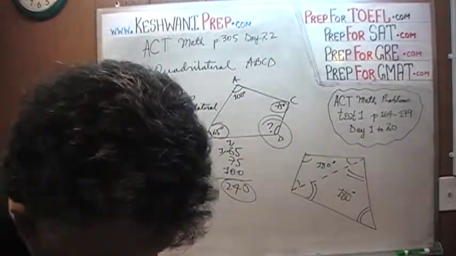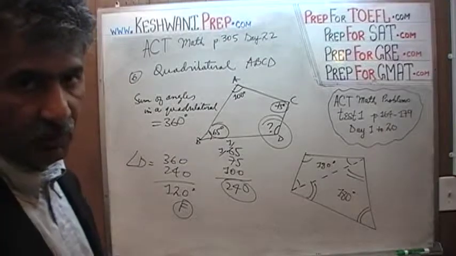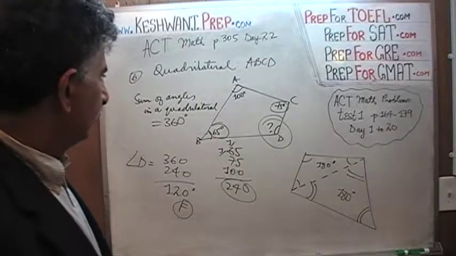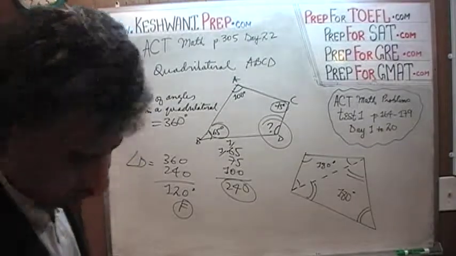Answer choice F. You just have to simply add up the 3 angles and then subtract the total from the 360, because that's the total of all 4 angles. And that's all there is. That's all there was. Let's go to number 7. Question number 7.